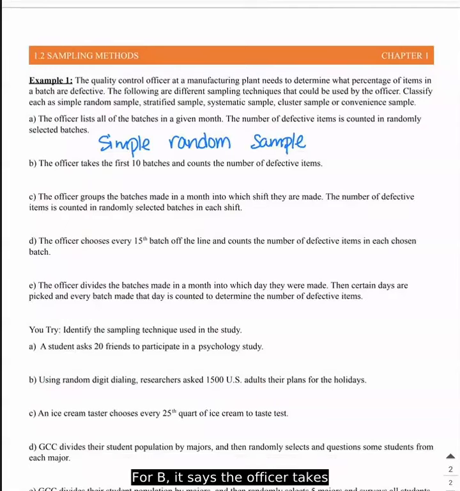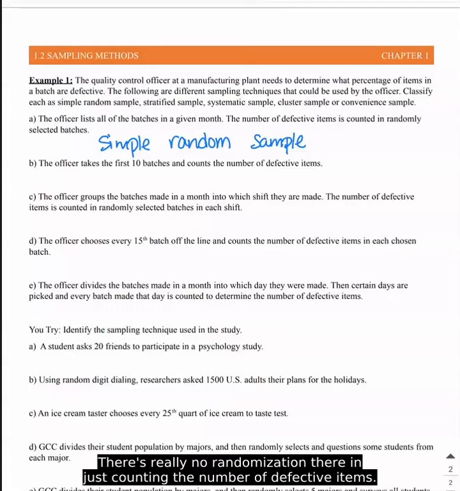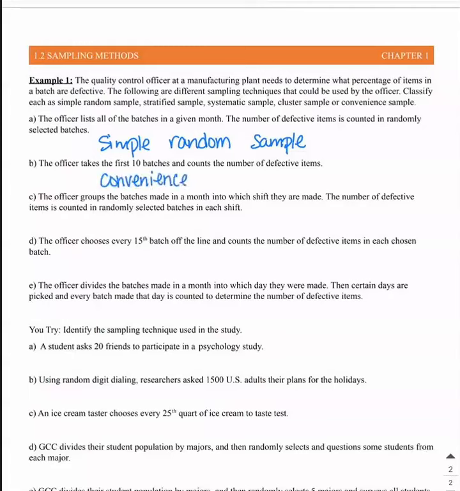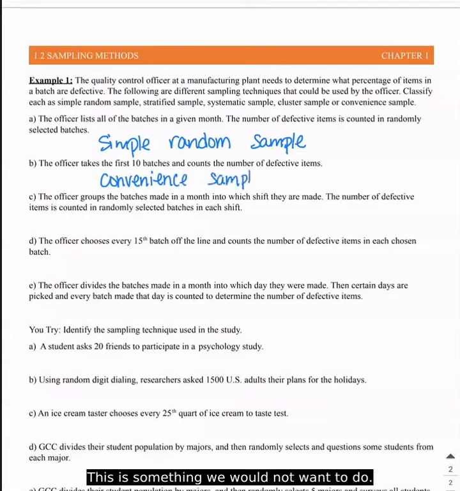For B, it says the officer takes the first 10 batches and counts the number of defective items. So if I think of this, just the first 10 batches, there's really no randomization there, just counting the number of defective items. This would just be convenience, right? Whichever comes first, I'm going to select that, and that'll be my sample. So this would be a convenience sample. This is something we would not want to do.